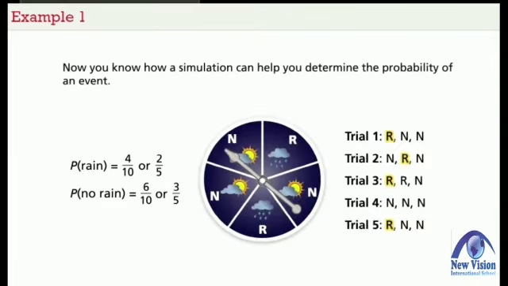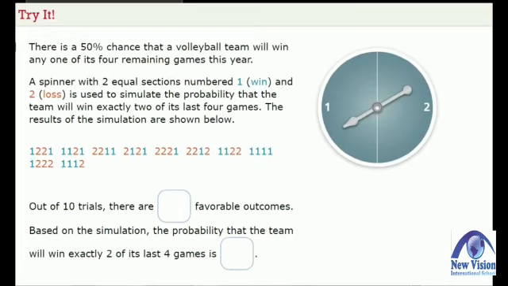Now, you know how a simulation can help you determine the probability of an event. Now it's your turn. Please answer this. There is a 50% chance that a volleyball team will win any one of its remaining games this year. A spinner with two equal sections numbered 1, win, and 2, loss is used to simulate the probability that the team will win exactly 2 of its last 4 games. The results of the simulation are shown below.